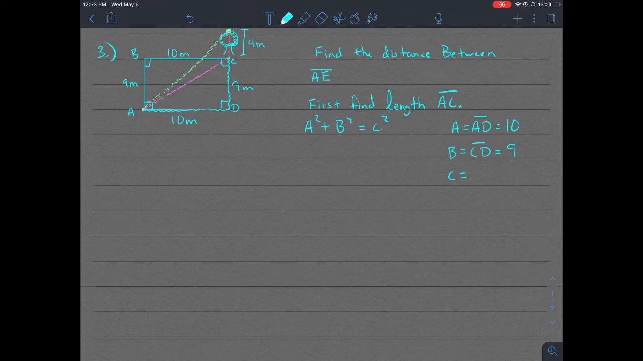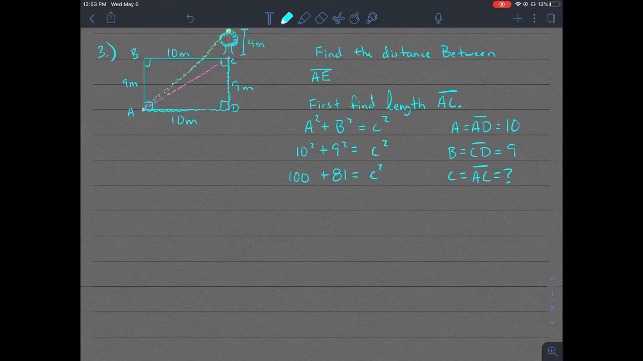Now we need to find C. C is what length? It's the pink one. So from A to C, that's what we need to find. We do not know what that is. We need that information. Okay, so plug this information into the Pythagorean theorem and solve for C. So we have 10 squared plus 9 squared equals C squared. 10 squared is 100. 9 squared is 81. C squared falls down.